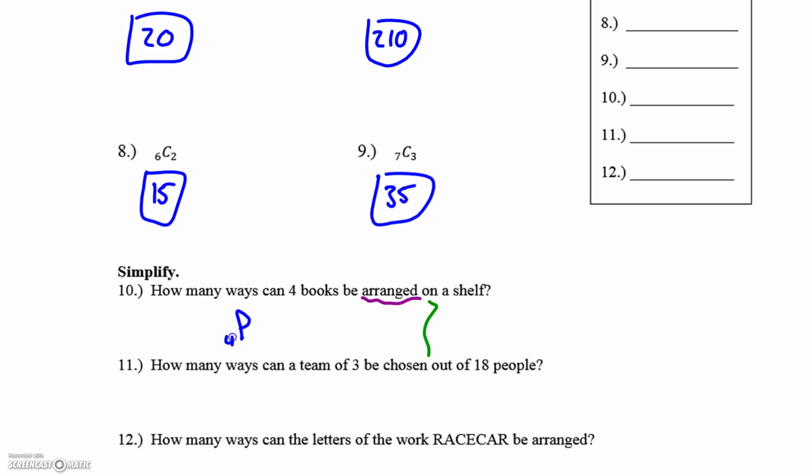And since there are 4 total books, it's the permutation of 4 choose... well, I'm putting all 4 of them on the shelf, so it's the permutation of 4 choose 4. And I could plug that right into my calculator, and it'll spit out a 24 for me.